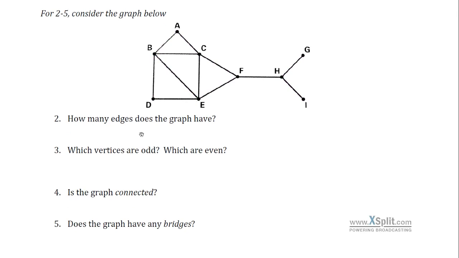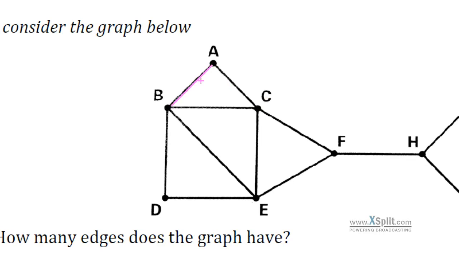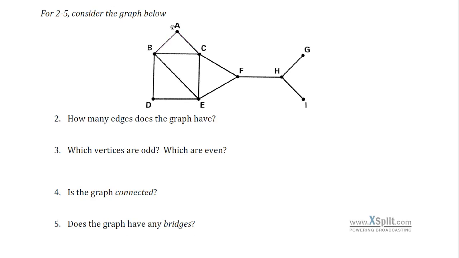Which vertices are even or odd? Keep in mind that we consider a vertex to be even if there are an even number of lines coming out of it, an even number of edges. So this one has an order of 2. So we'd say that that's an even vertex. An odd vertex, for example, let's see where an odd one is. Looks like H is odd because it has 3 coming out of it. F is going to be odd as well because it has 3 coming out of it. C is going to be even because it has 1, 2, 3, and 4 coming out of it.